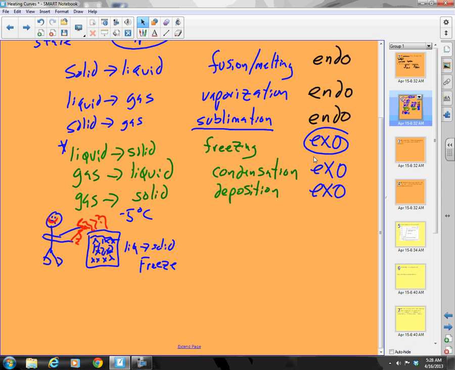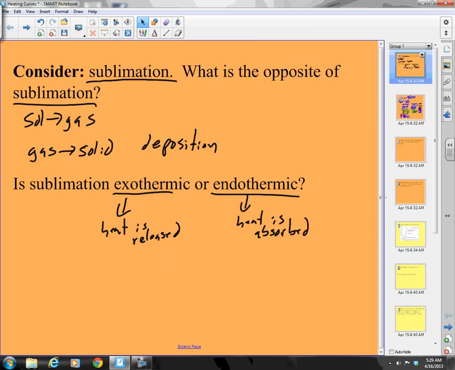Yeah, it's exothermic, but you think you're really going to stay warm enough? No, you're not going to stay warm enough. You're still going to be unhappy because it's still really cold outside. Just a fascinating thought. All right, is sublimation exothermic or endothermic?